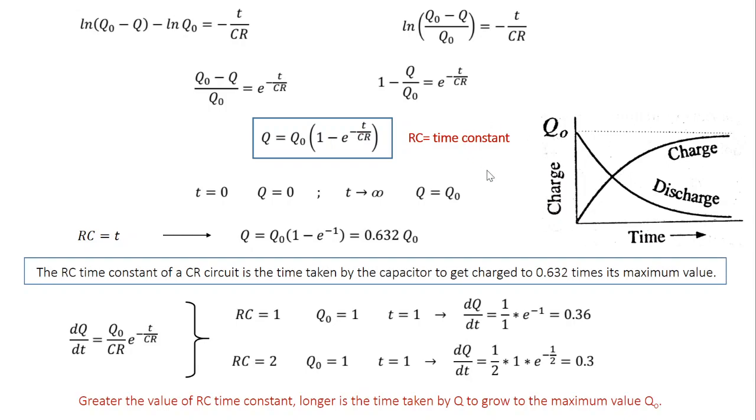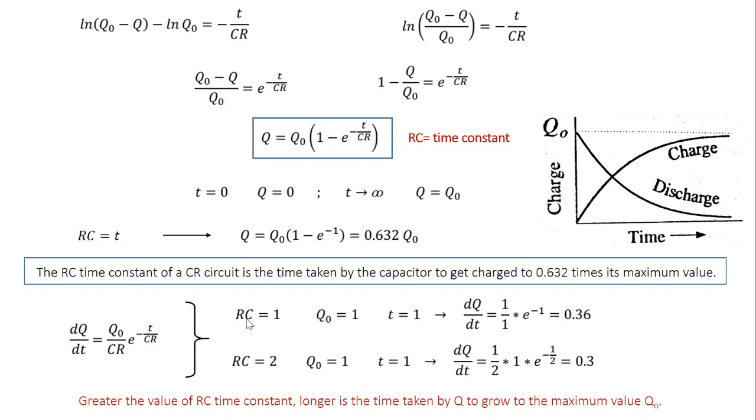When you vary the RC time constant, what happens to the current? For that, let's calculate the rate of change of charge. In other words, you are calculating the current, the momentary current. So the rate of change of charge dq/dt, from this expression, you can write (q0/CR) e^(−t/CR).